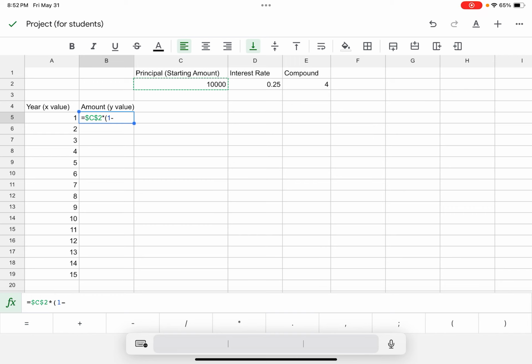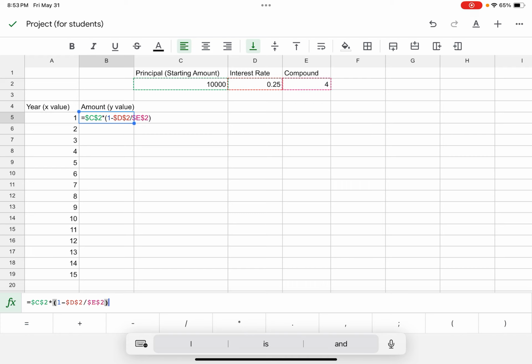So again, I want my $ signs to lock in. I don't want to, when I drag down my formula, I start going down to row 3 and 4 and 5, and I want to stay there. So I'm going to do $D, $2. There's my red box for D, divided by $E, $2. There's my pinkish box, my cell, for the compound. So right now we have 1 minus D2 locked in. That's my rate. Divided by N, the compound number, E2 locked in.